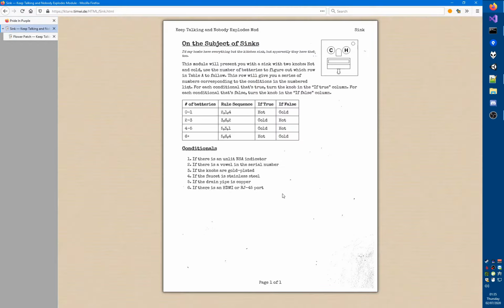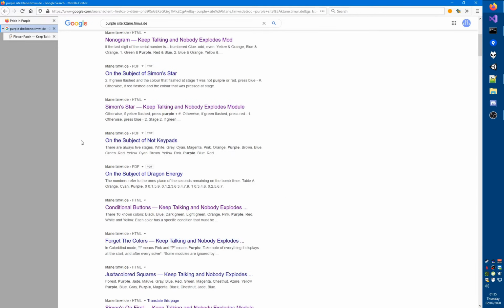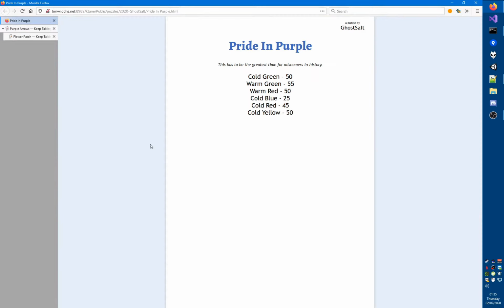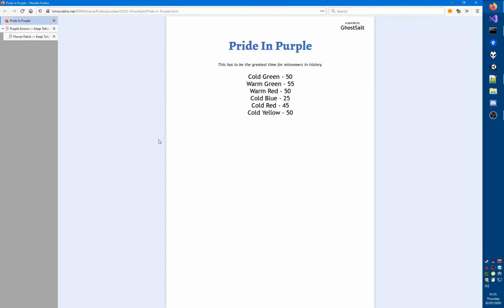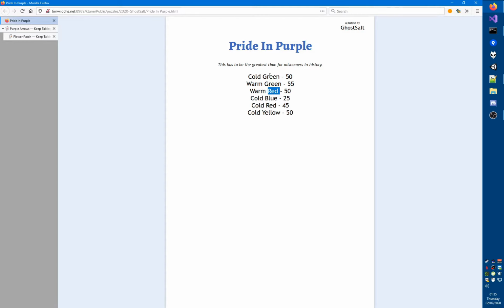Pride in purple. Alright, let's see. I mean, if I search for purple, it will find many modules that use purple. Maybe Purple Arrows is relevant, but no. Yeah, cold and warm doesn't occur on this module. Now, obviously there is also Green Arrows, Red Arrows, Blue Arrows, Yellow Arrows, but even with those I still don't know what cold and warm is referring to. This has to be the greatest time for misnomers in history.